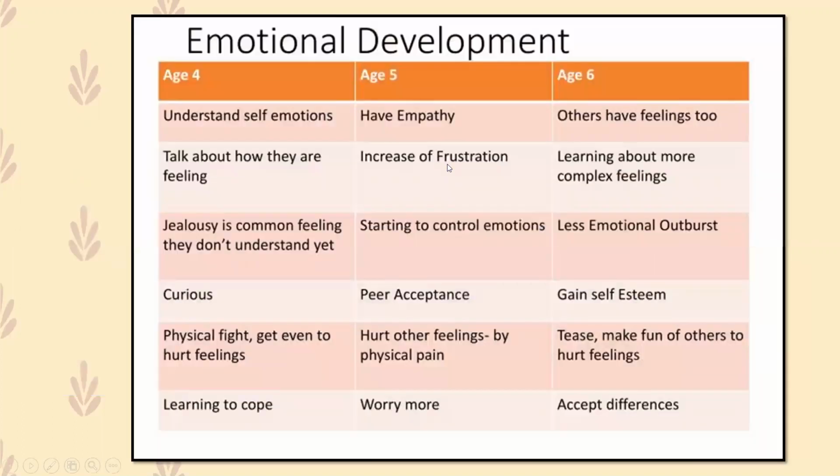The next thing we look at is, and these are just some examples, you don't need to know this table in depth. It's just showing you how emotional development can occur in the early stages of life. A child in kindergarten might go from trying to physically hurt or fight other people, to understanding that it's actually more effective to tease someone and make fun of them, and that can hurt their feelings more. That's basically showing you the emotional development.